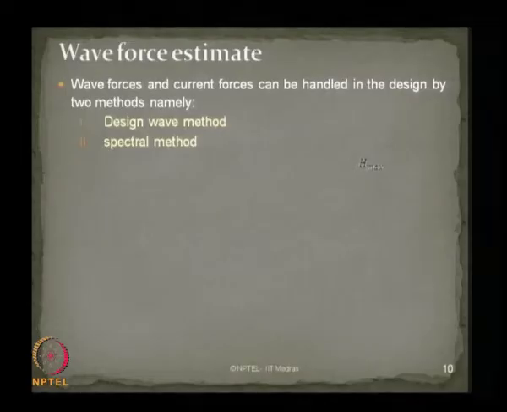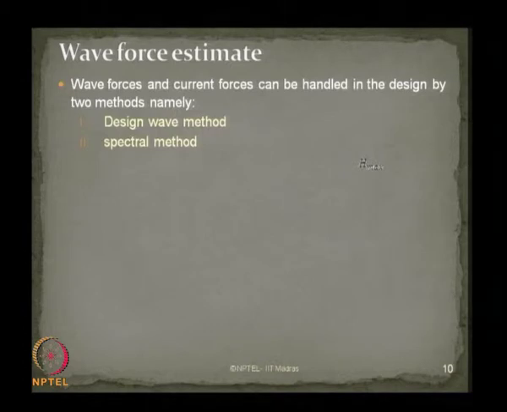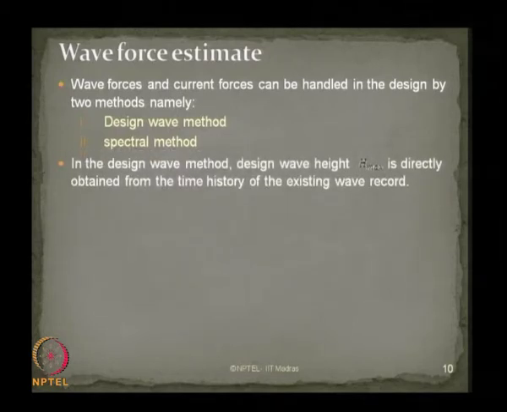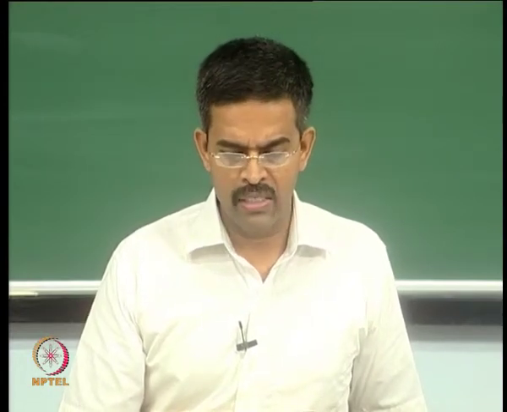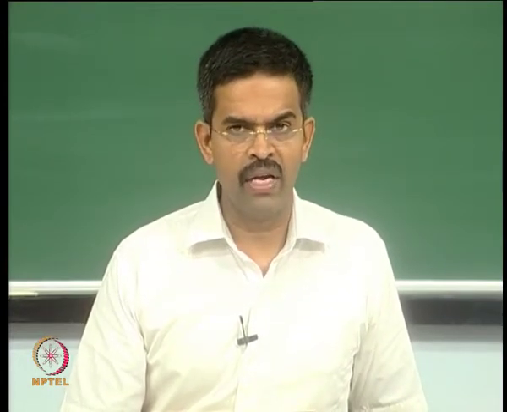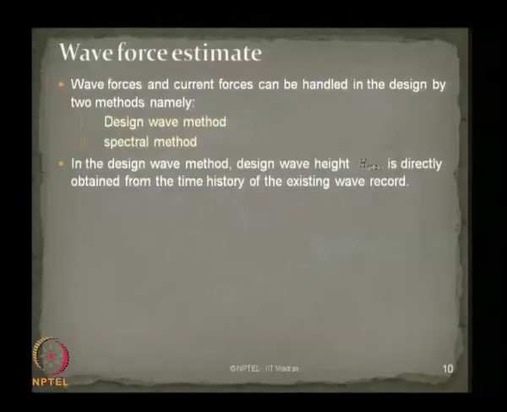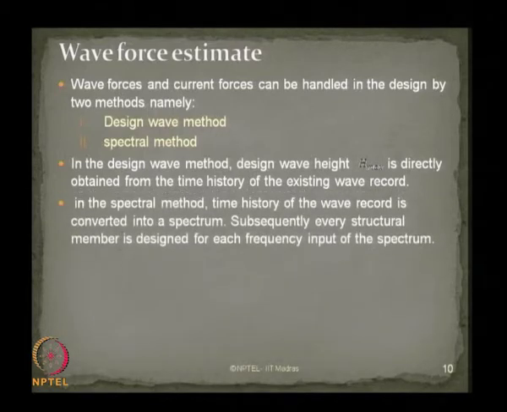The wave forces and current forces generally are handled in the design by two methods, namely the design wave method and the spectral method. In the design wave method, the design wave height H max is directly obtained from the time history of the existing wave record. Ladies and gentlemen, in the previous slides we showed you different expressions for working out H max or design wave height from a given wave record. Any one of them can be used to fix the design wave height for the current problem.